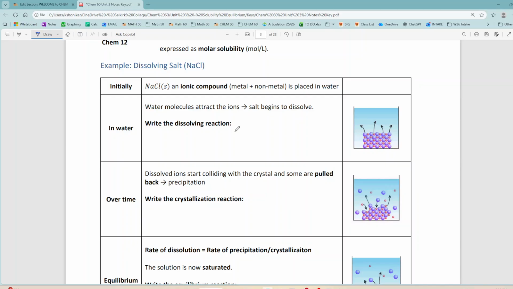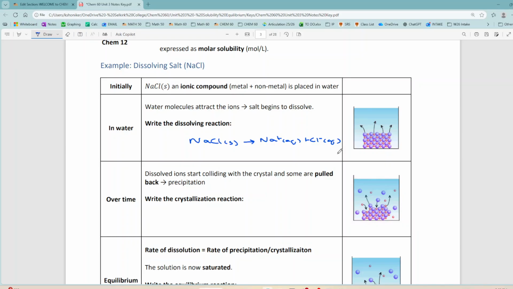The negative oxygen end is going to attract the positive sodium, and then the positive hydrogen end is going to attract the negative chlorine. And so what's going to happen is that your NaCl solid is going to dissociate into sodium and chloride ions. And we're going to let it do this, right? We're going to see what amount of this sodium chloride can dissolve. And you're going to watch this because the amount of that solid is going to decrease and decrease and decrease.